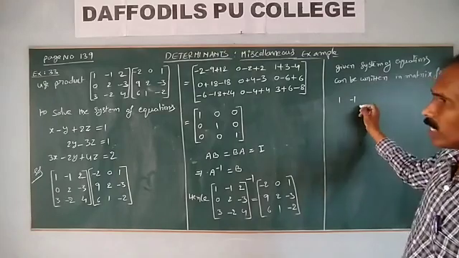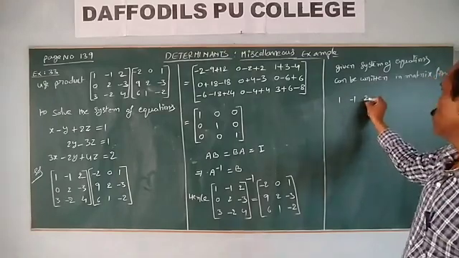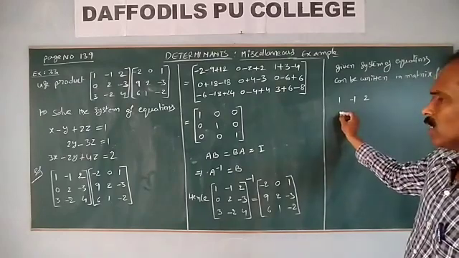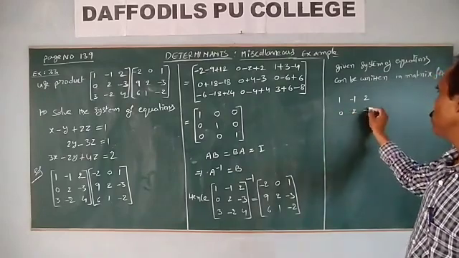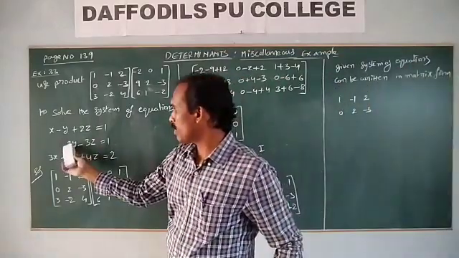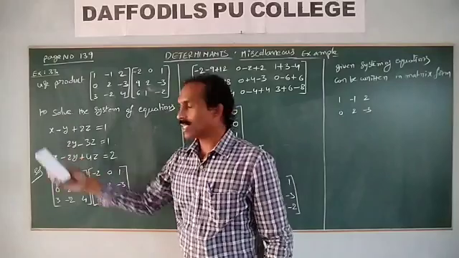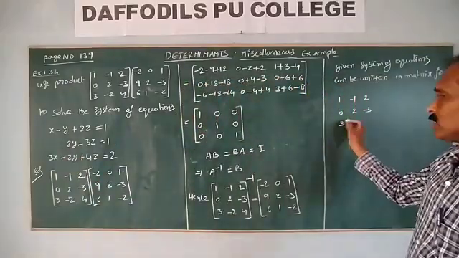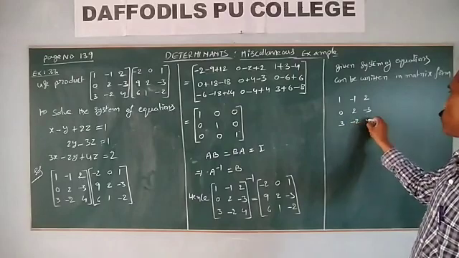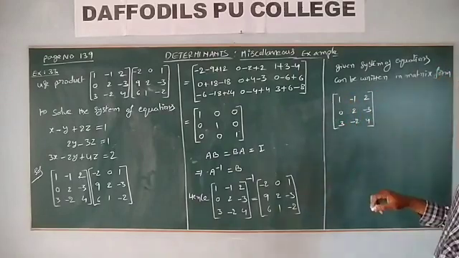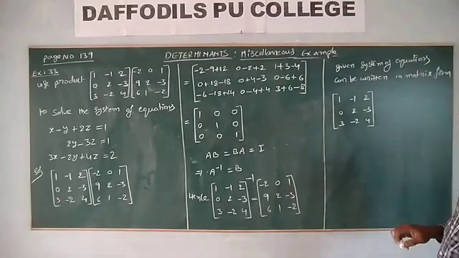1 minus 1 2. Next 0 2 minus 3. Why 0? It means there is no x. There is no x, only plus 2y minus 3z. The x coefficient is not there, so consider it as 0. Next 3 minus 2 4. Right.